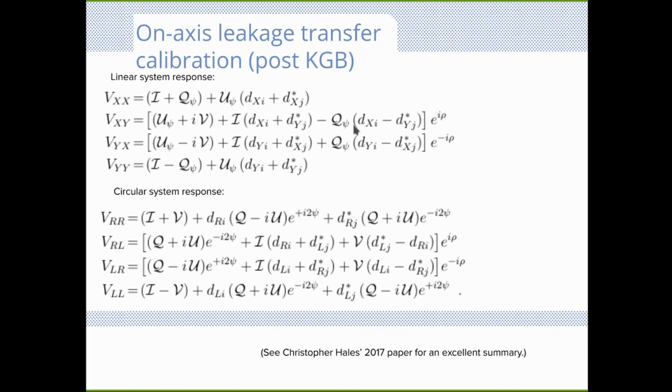A bigger problem is the cross hand phases, so the delays between the X hands and the Y hands for each of these antennas. Those will serve to rotate linear polarized U into circular polarization. So the system will give out a circular response to a linearly polarized signal, and that's not what we want. And this can be arbitrarily large on MeerKAT if left uncalibrated.